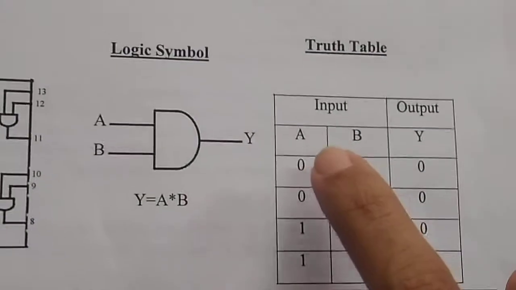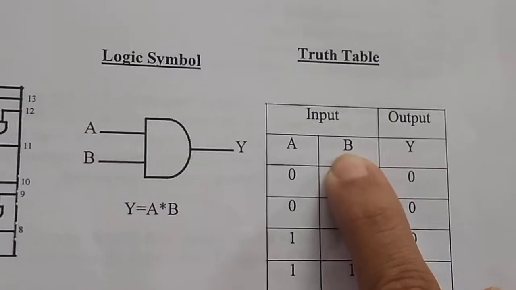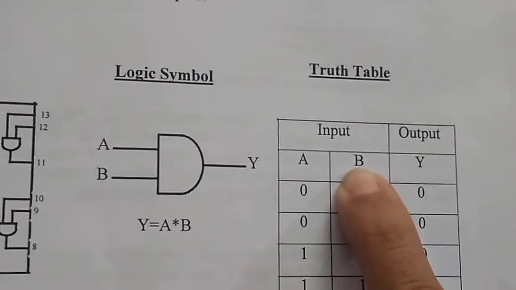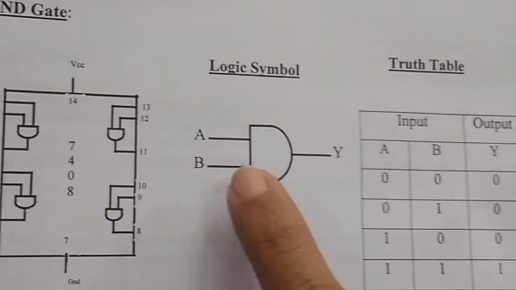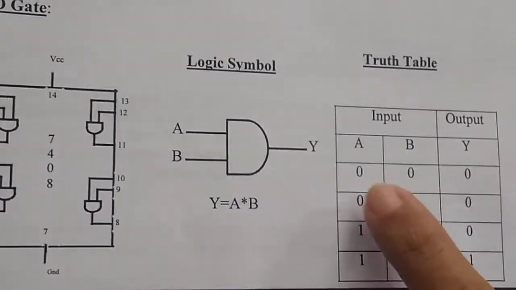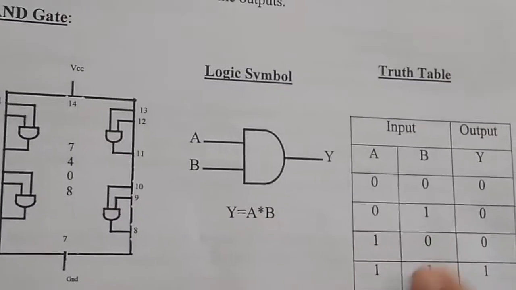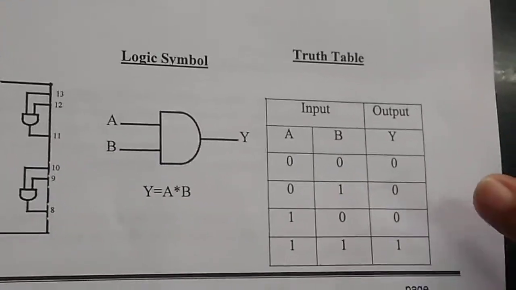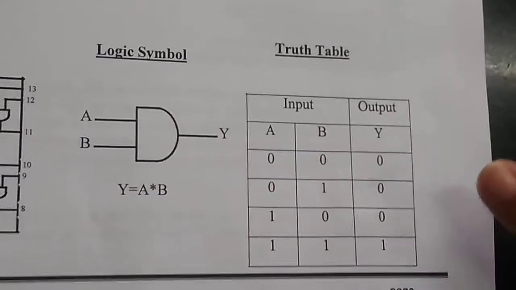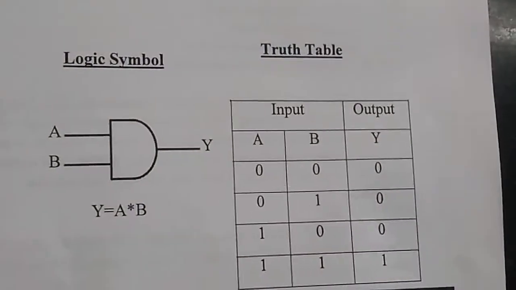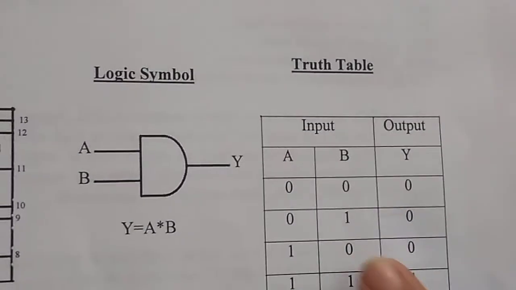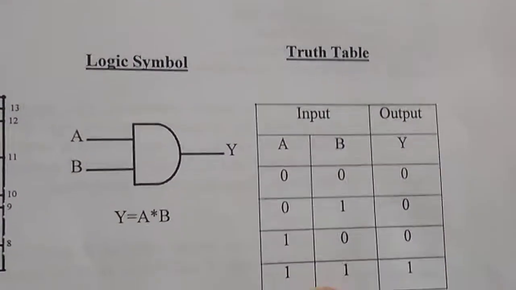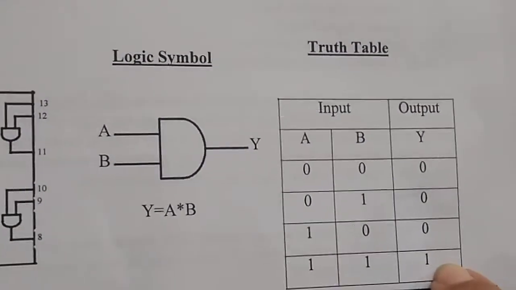And you know the truth table for AND gate. A and B, suppose there are two input variables, and Y will be your output. Two inputs means you'll be having 4 combinations, that is 0, 0, 0, 1, 1, 0 and 1, 1. How does it behave? When it is 0, 0, output you will get 0. When it is 0, 1, you will get output as 0. When it is 1, 0, you will get output as 0. And when it is 1, 1, you will get output as 1.